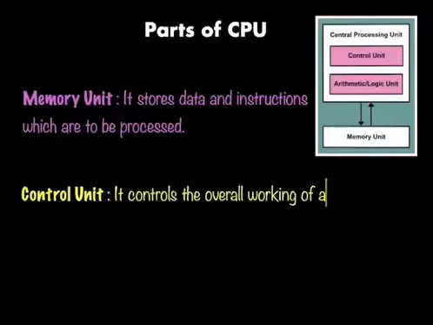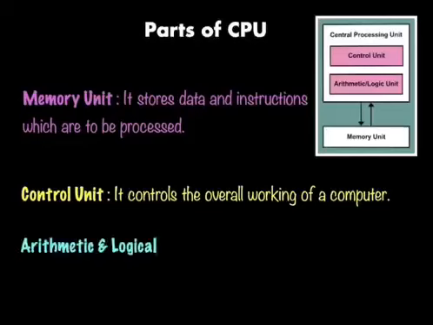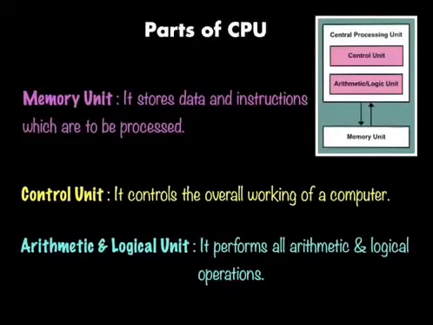Second one is control unit. Like your brain controls your whole body, in the same way control unit of CPU controls the overall working of a computer. And the last unit of CPU is arithmetic and logical unit. This unit performs all the arithmetic calculations like addition, subtraction, multiplication, and division. It also performs logical operations like finding greater number, smaller number, greater than equal to, less than equal to, equal to, and not equal to numbers.